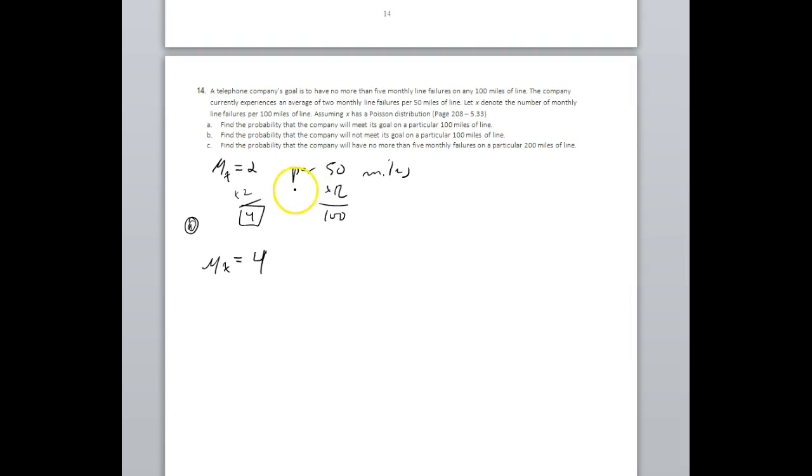Okay? So we've got to use our Poisson distribution to find the answer to the problem. Find the probability that the company will meet its goal on a particular 100 miles of line. So the goal was what? The company's goal is to have no more than 5 monthly line failures on 100 miles of line. So this is the probability that x is less than or equal to 5, no more than 5. Okay, so we just go to our Poisson table where our mu is equal to 4. And we want to add up the probabilities from 0 to 5.